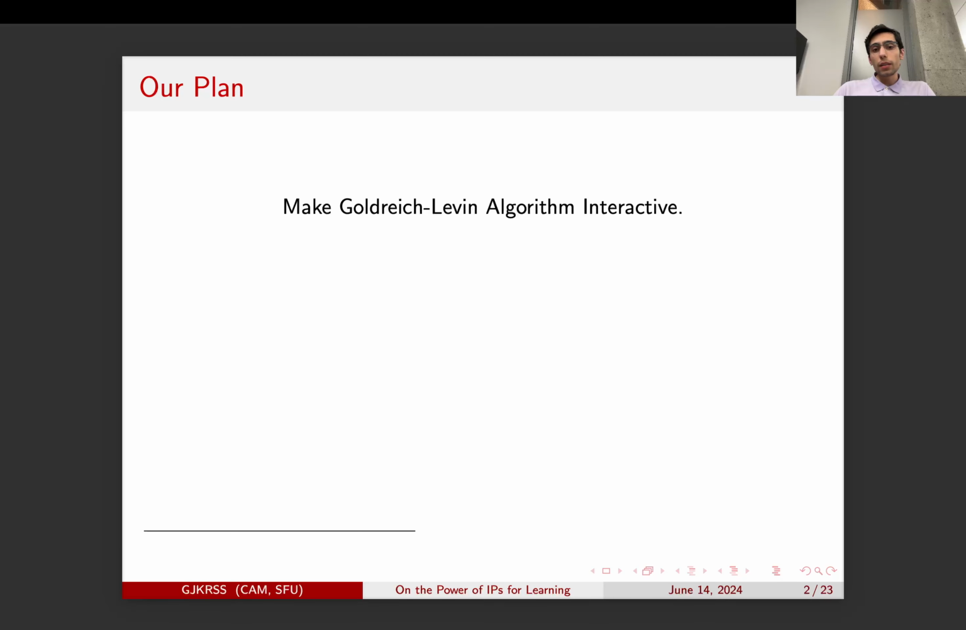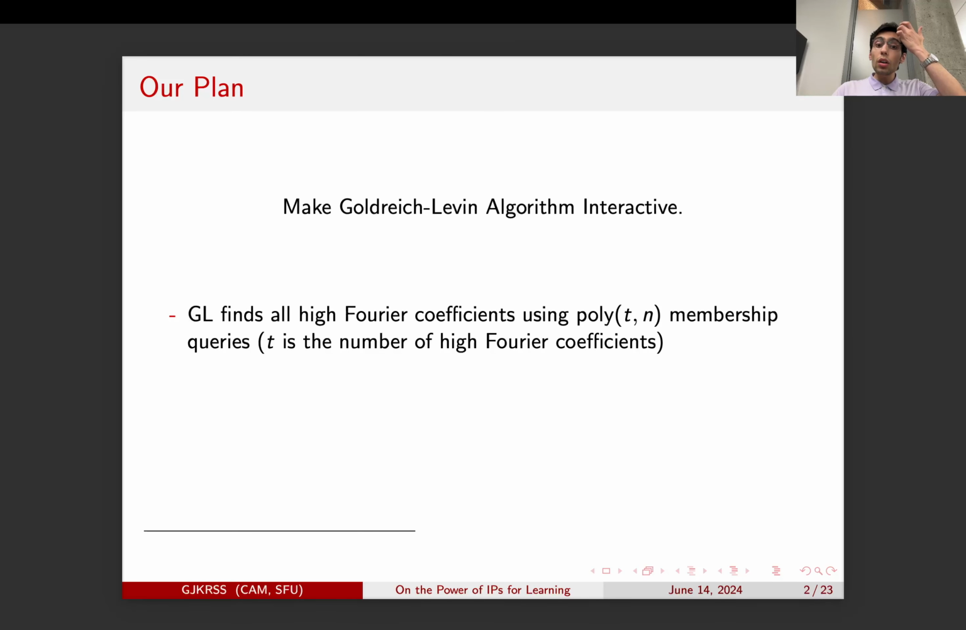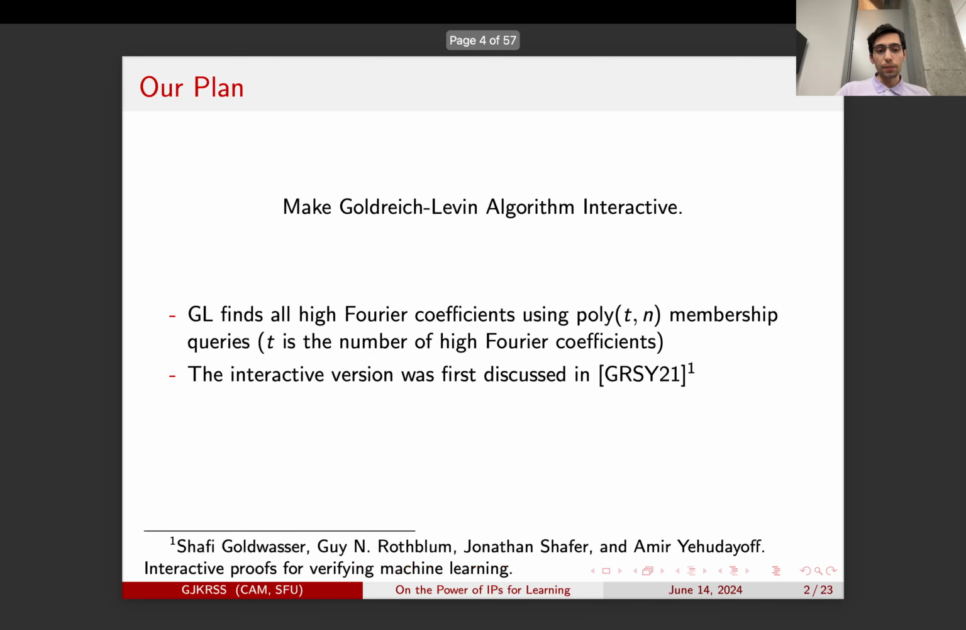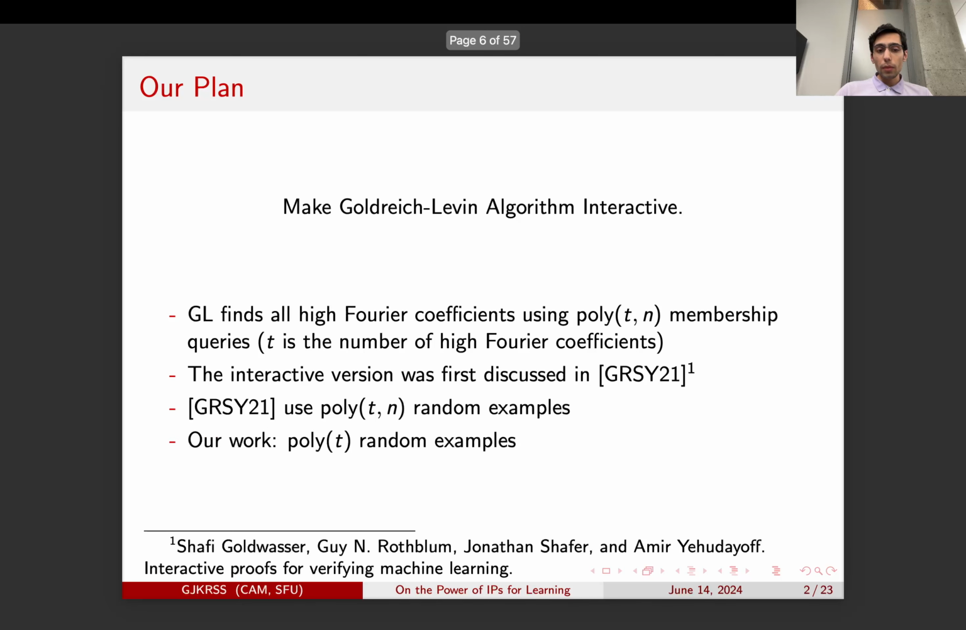So our plan will be to make the Goldreich-Levin algorithm interactive. Goldreich-Levin finds all high Fourier coefficients of a given Boolean function using polynomial in t and n membership queries. So t here represents the number of high Fourier coefficients of a Boolean function. The interactive version was first discussed in GRSY, and they use polynomial in t and n random examples as opposed to membership queries. Our work removes the dependence on n, and we use polynomial in t random examples.